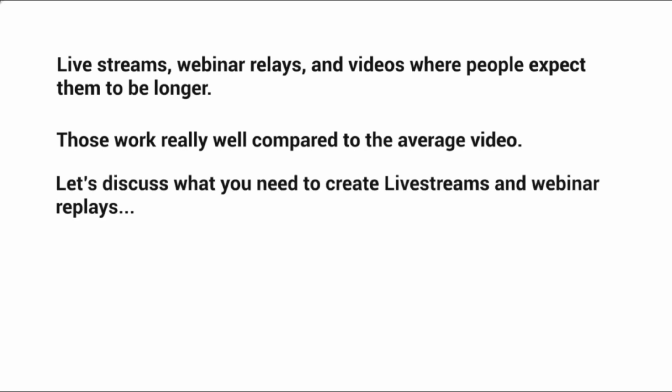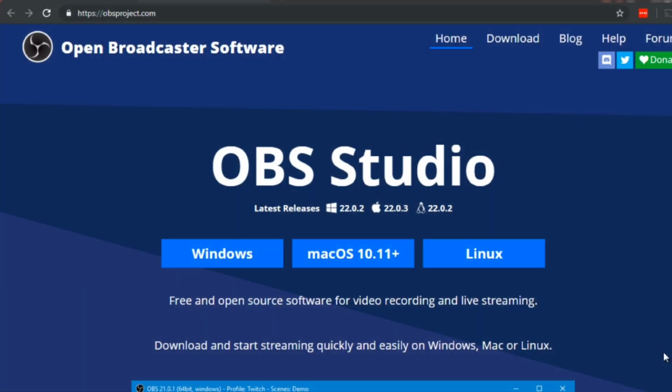So let's discuss what you need to do in terms of software or even web applications that you need to create live streams and webinar replays. In order to create a YouTube live stream, you're going to need to have broadcasting software. There are many. You can go to YouTube and type in live stream, how to set it up, and there are a lot of videos on that. But this is one particular one that we have used and that has worked really, really well for us. It's called Open Broadcaster Software, and it's free, best of all.